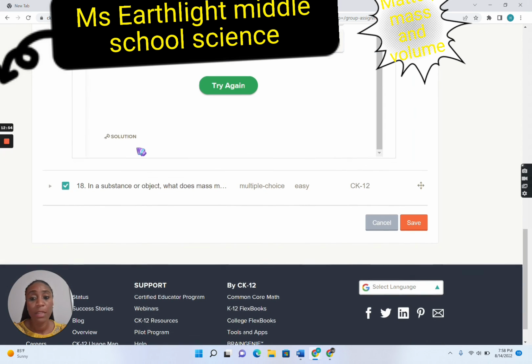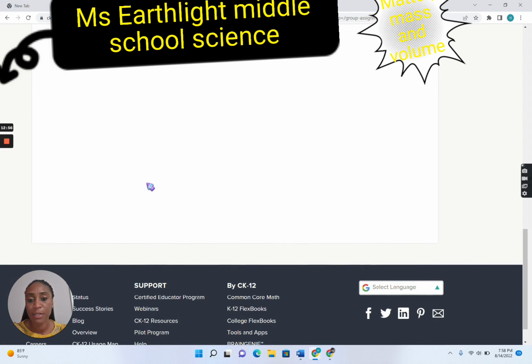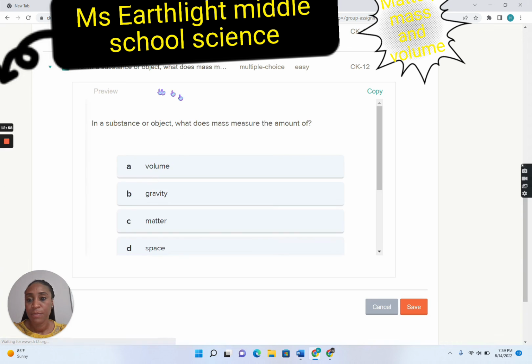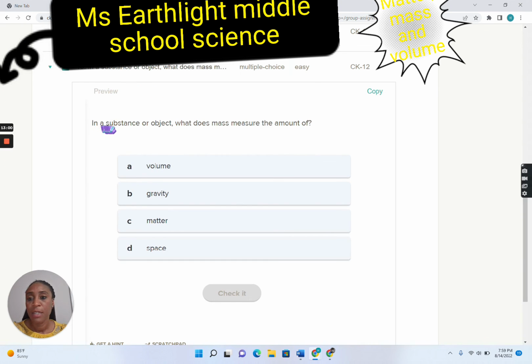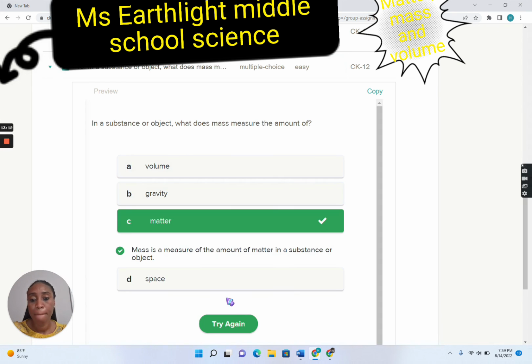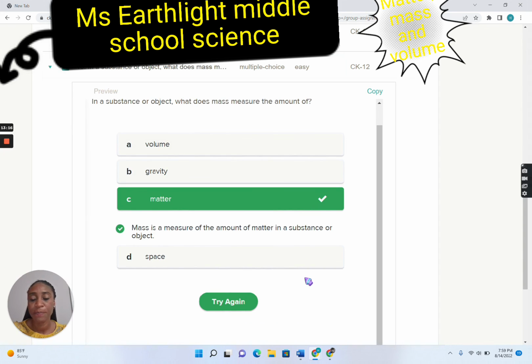And for our last question, number 18, let's look at that. It says, in a substance or object, what does mass measure the amount of? You know, mass measures the amount of matter in an object. Very good.